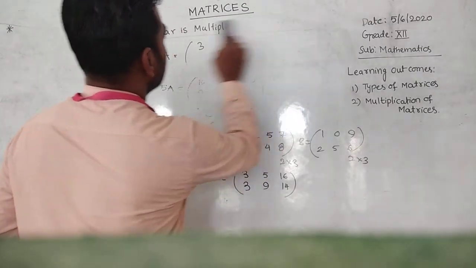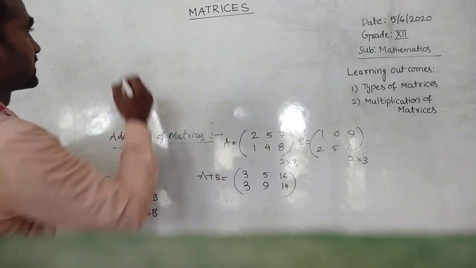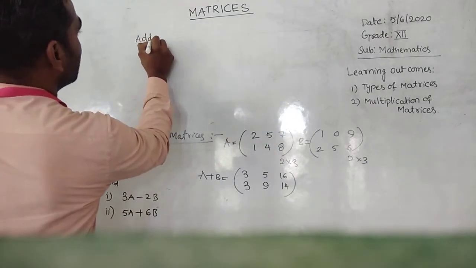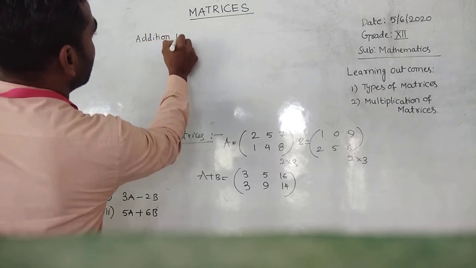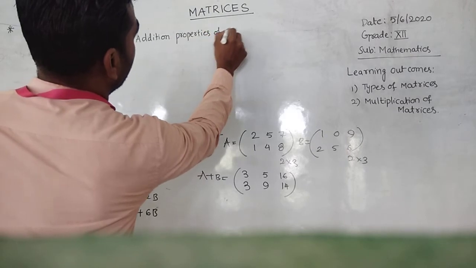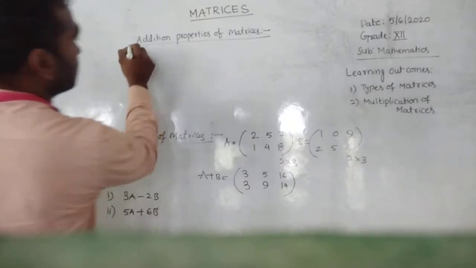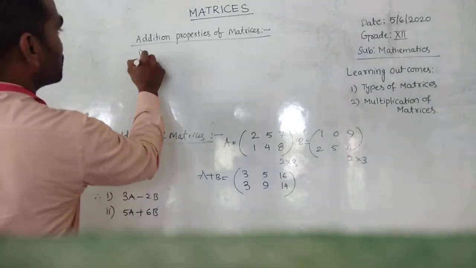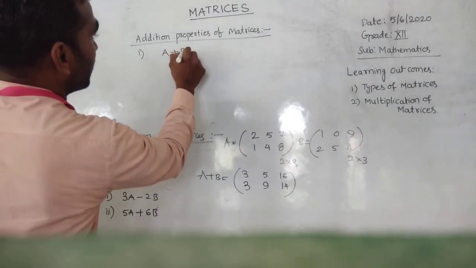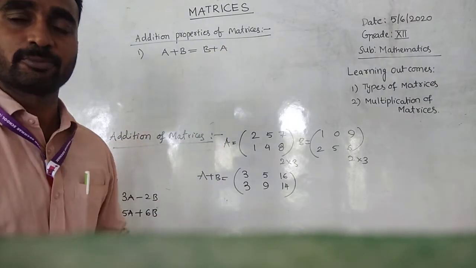Next, the properties of addition of two matrices. Addition properties of matrices. First property: if A and B are any two matrices, then A plus B is equal to B plus A.